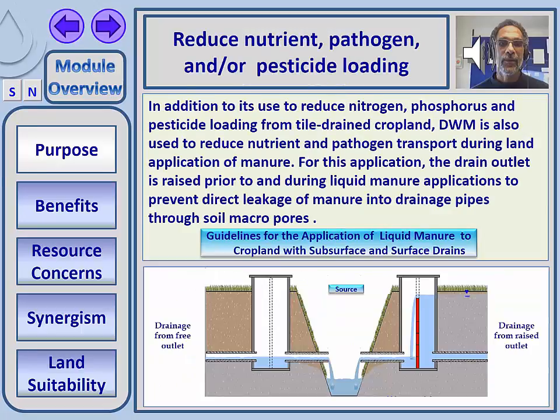In addition to its use to reduce nitrogen, phosphorus, and pesticide loading from tile-drained cropland, drainage water management is also used to reduce nutrient and pathogen transport during land application of manure. For this application, the drain outlet is raised prior to and during liquid manure applications to prevent direct leakage of manure into drainage pipes through soil macropores.